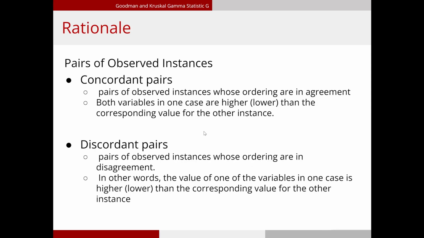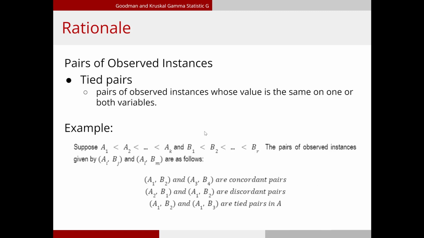So for concordant pairs, these are pairs of observed instances whose orderings are in agreement, and both variables in one case are higher or lower than the corresponding value for the other instance, while discordant pairs are pairs of observed instances whose orderings are in disagreement. In other words, the value of one of the variables in one case is higher or lower than the corresponding value for the other instance. And lastly, we have the tied pairs, which are pairs of observed instances whose value is the same on one or both variables.